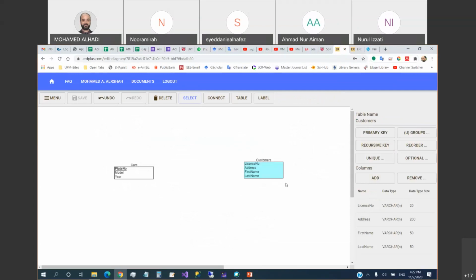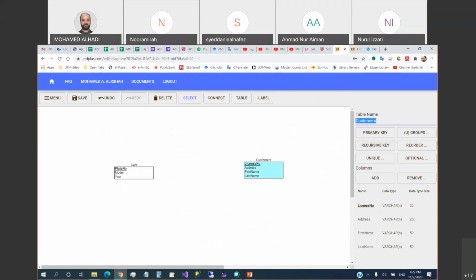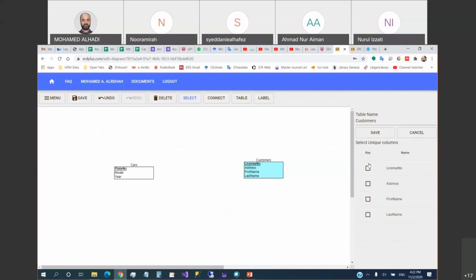Yes, okay. So here we still have the primary key. Primary key is the license number. What do we have here? We have grouping, we have reorder, we have unique. Also, this one is unique, license number. This one, plate number, is unique as well.